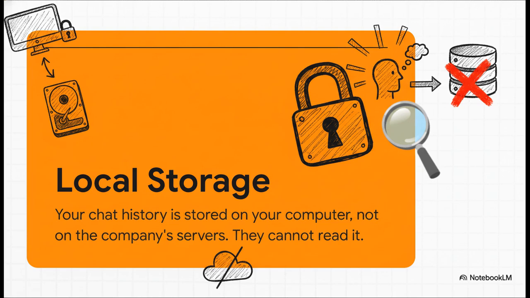Now, let's talk privacy, because this is a big one. TypingMind is designed so that your entire chat history is stored locally, right there in your own computer's browser. So what does that mean for you? It means the company, TypingMind, literally cannot read your chats. Your data goes from you straight to the AI provider, cutting out that middleman completely.